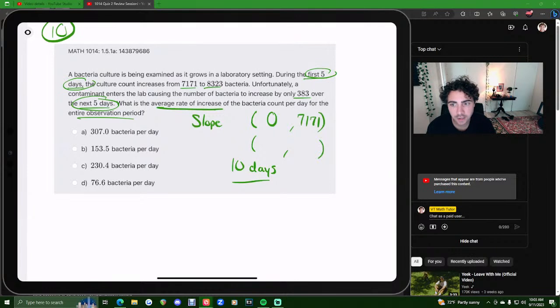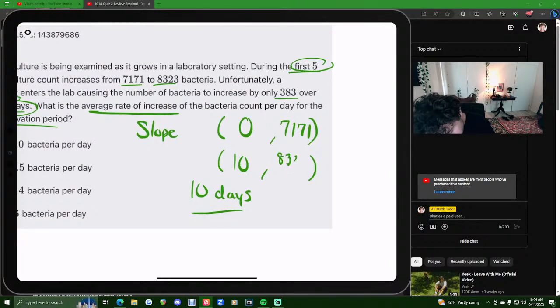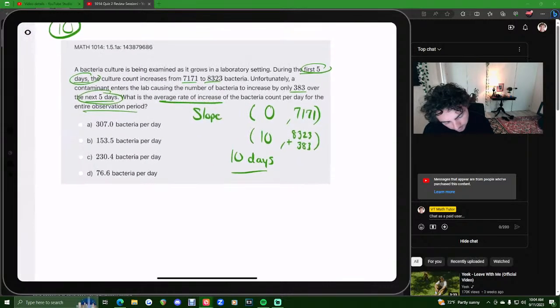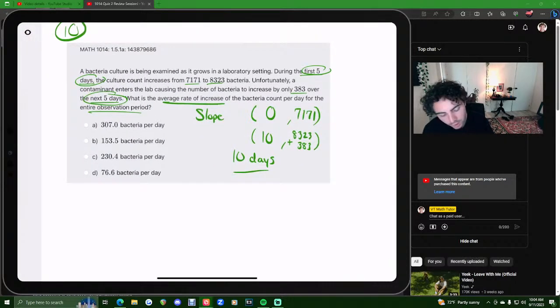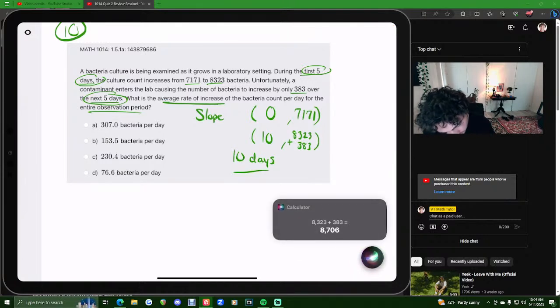Over the first 5 days, it grows to that 8,323, but that's only the population at day 5. Then over the next 5 days, it grows an extra 383. So by the end of the observation period, by day 10, it has grown not just to 8,323, but the additional 383 on top of that. Calculating this sum is how we get the second y value. 8,323 plus 383. The answer is 8,706.